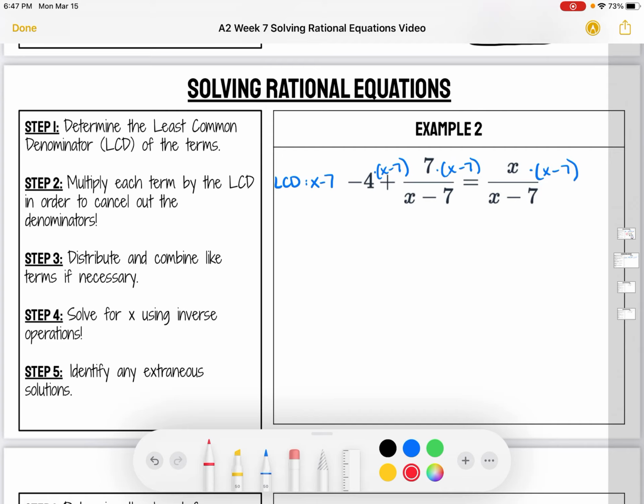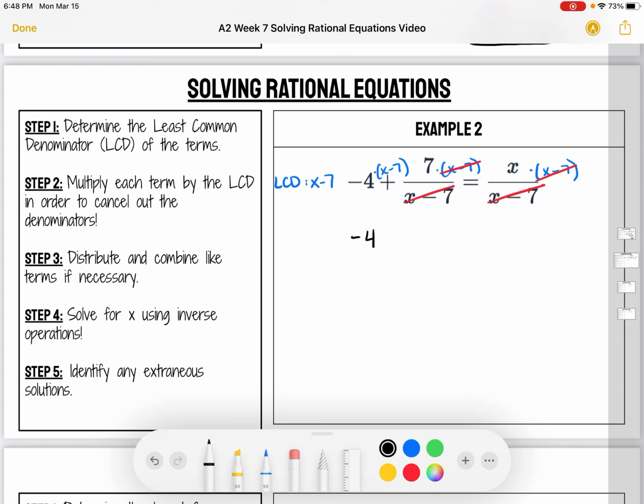So my first term, nothing cancels out because I don't have a denominator there. The x minus 7 cancels out in my other two terms. So now that I've done step 1 and 2, multiplying by my LCD and canceling, I'm going to first carry down what I have left and then distribute and combine like terms.